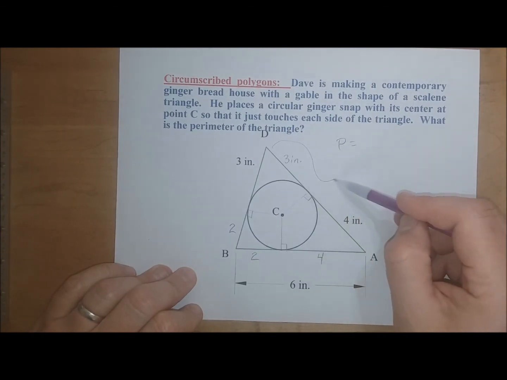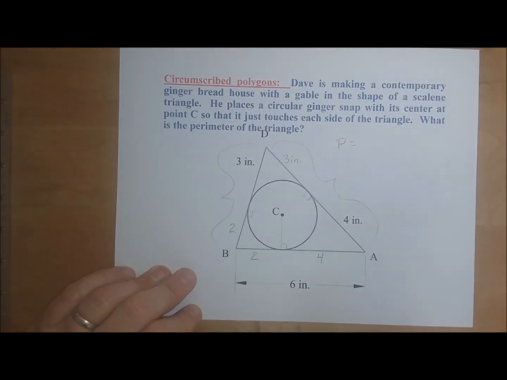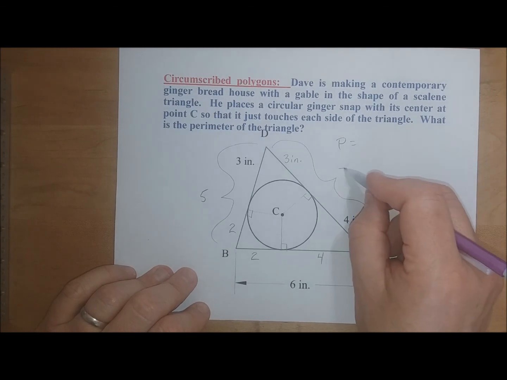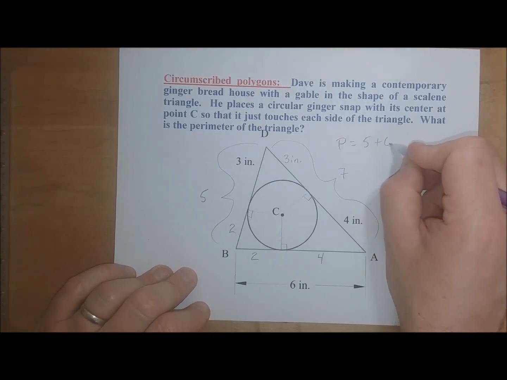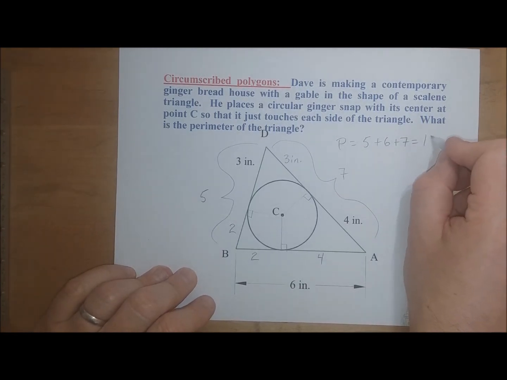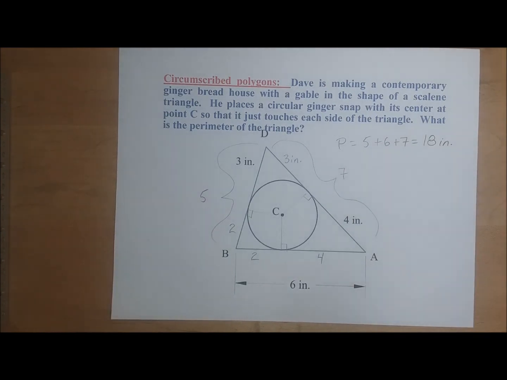If you want, you can simplify a little bit before you jump into it. You can say, well, now I know side BD is 5 inches long. And now I know side AD is 3 plus 4 is 7 inches long. So my perimeter is going to be 5 plus 6 plus 7, which is going to give you a total of 18 inches. Good.